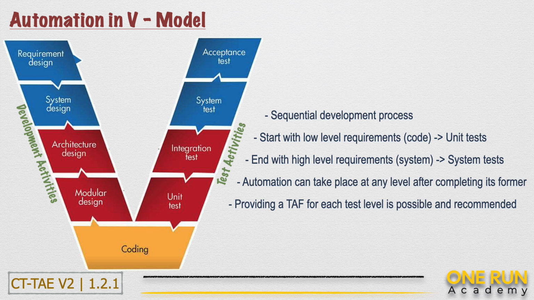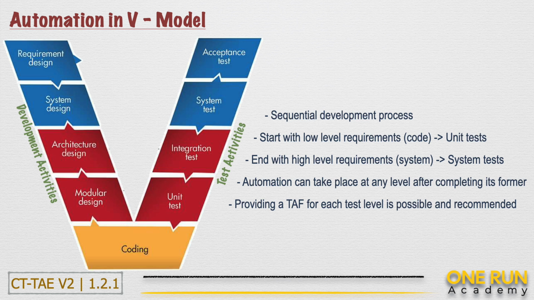So, in the V model, you might have one TAF for unit tests, another for integration tests, and a third one for system tests. It's recommended to have a TAF for each test level because it makes automation more organized and reusable. So instead of writing scripts for every test level, you're working smarter, not harder. Again, do not be overwhelmed by the term TAF. It's a very simple concept, but now it's not its time.